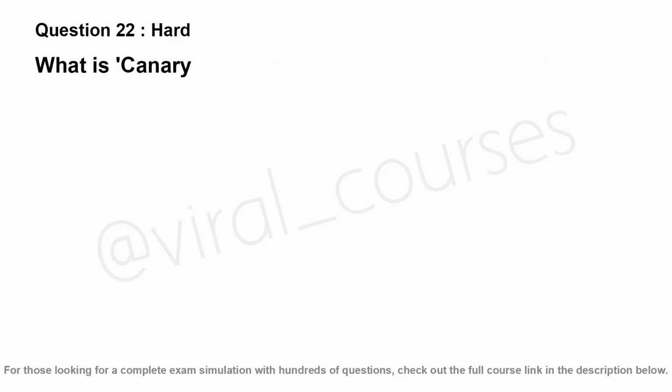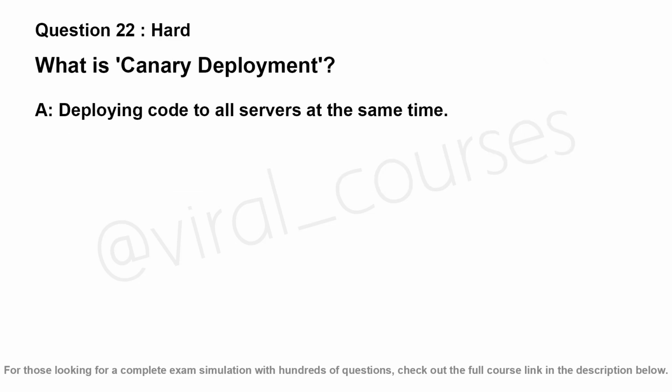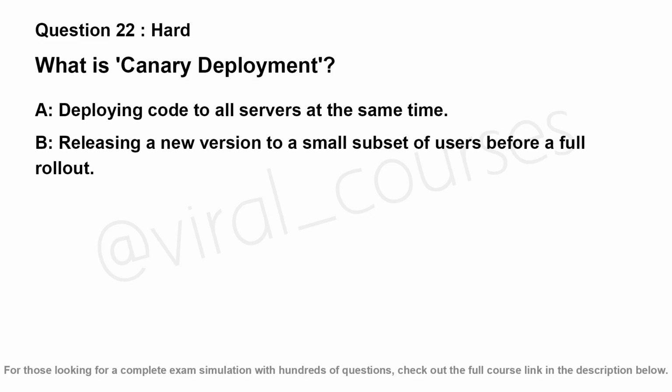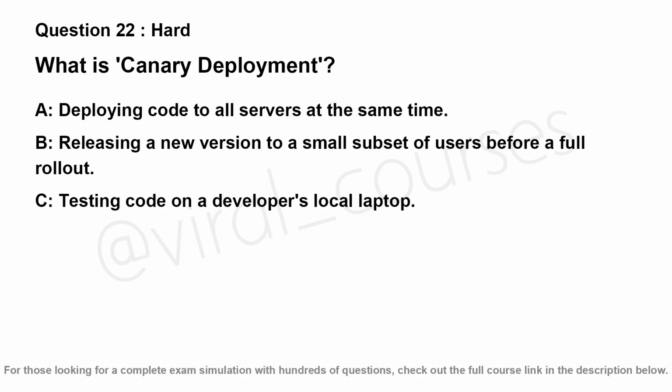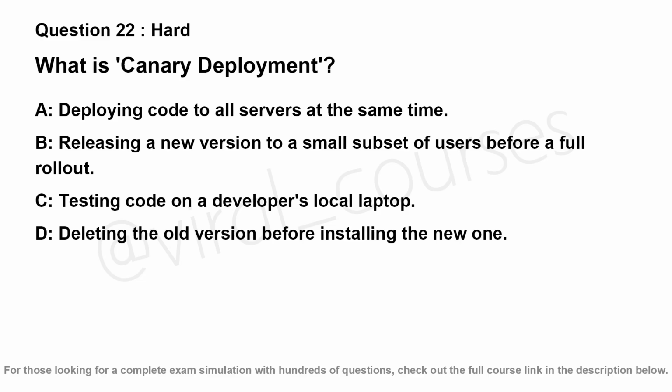What is canary deployment? Option A. Deploying code to all servers at the same time. Option B. Releasing a new version to a small subset of users before a full rollout. Option C. Testing code on a developer's local laptop. Option D. Deleting the old version before installing the new one.